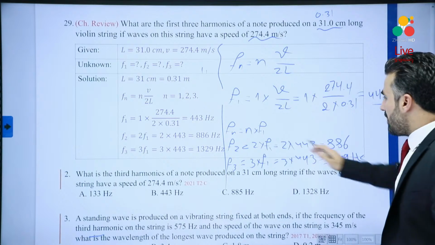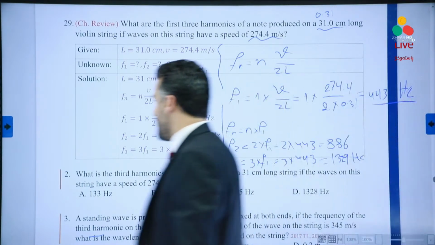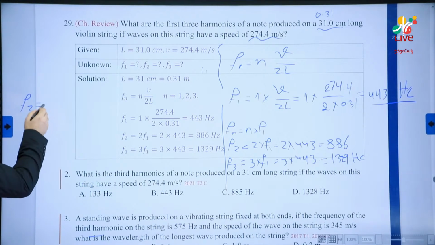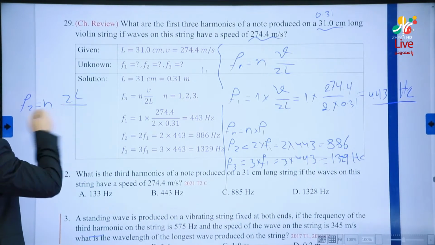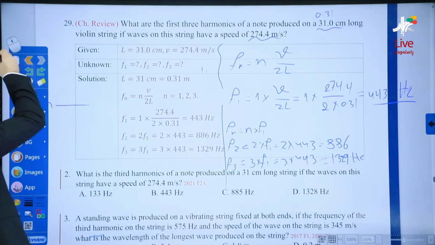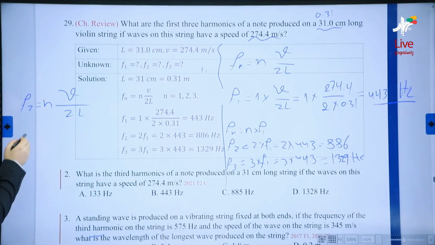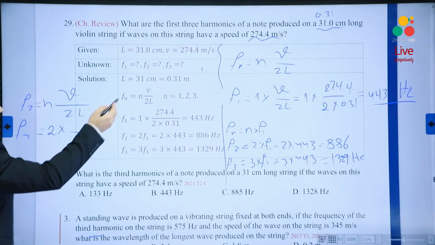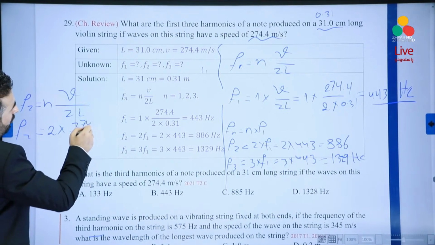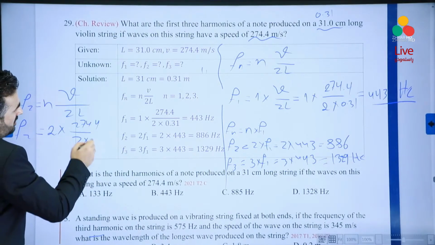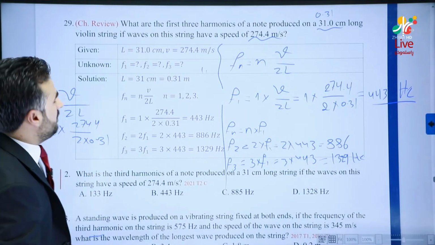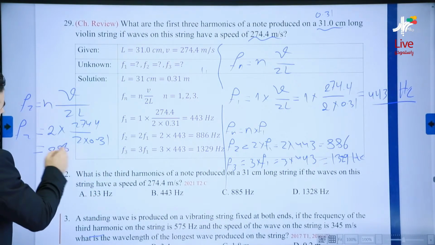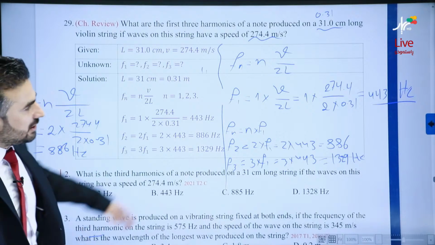1,329 hertz. If I don't use this, what else can I use? Remember, I can use the equation for all of them as well. The second harmonic is going to be n times speed over 2L. So in this case, the second harmonic is going to be 2 times that speed, which is given, 274.4, divided by 2 times 0.31. All right, very good. Then, of course, you will get the same result, which is going to be 886 hertz, because these are frequencies.